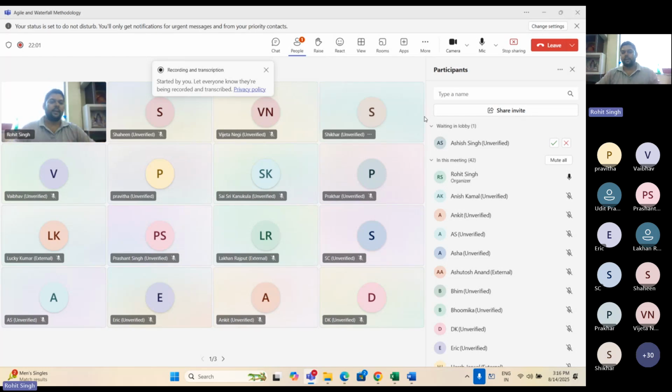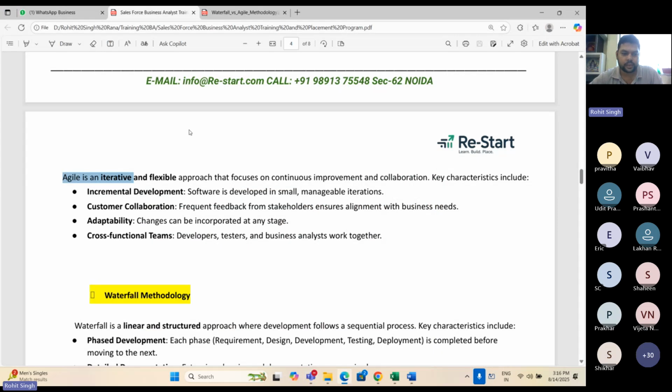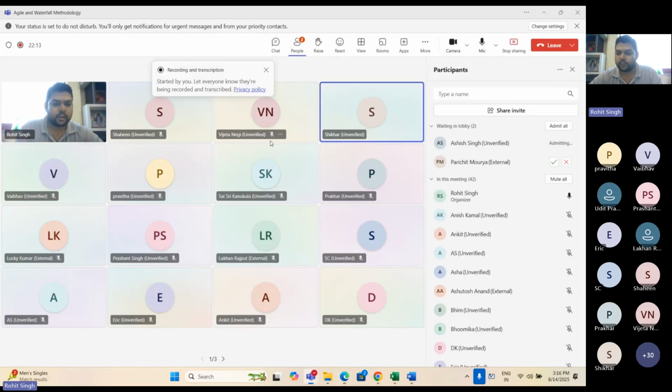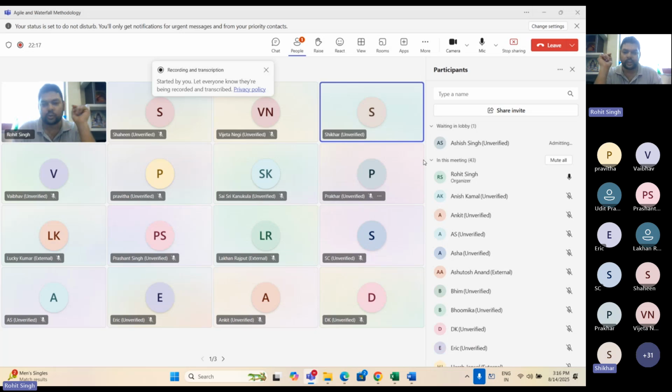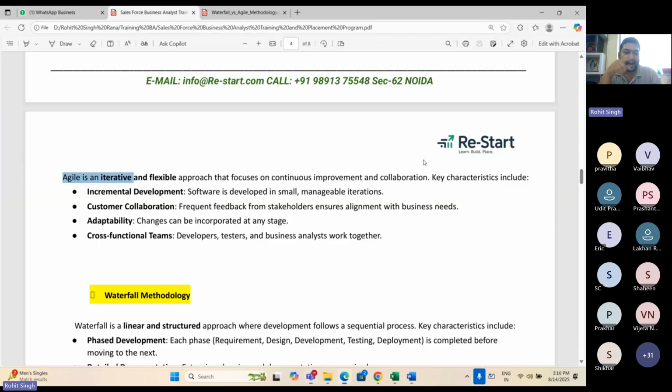Absolutely, absolutely. Yes, guys, let me let you know. Iterative. Someone mentioned repetitive. Yes, of course. That is a synonym for iterative. Repetitive, vicious, meaning something that keeps happening again and again. Now why does it happen again and again?